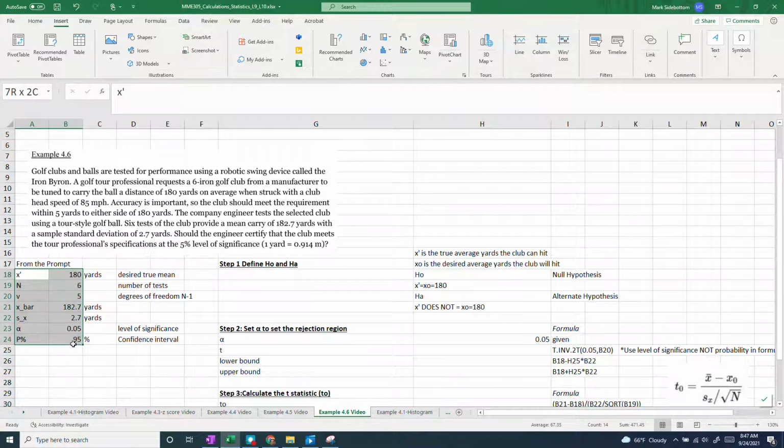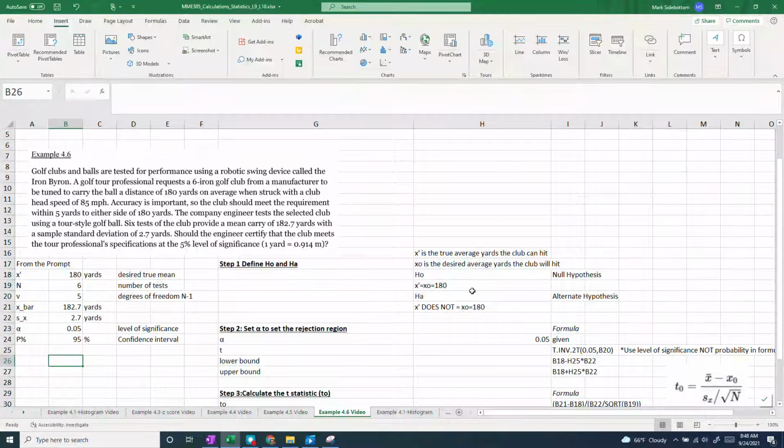In order to do this, we included all the information that we have from the prompt on the left. We're going to do the same steps we did for the continuous sampling that we had earlier, but now we're going to do it for a discrete sample. So instead of using the z-test, we're going to use the t-test. The first thing we're going to do is define our null hypothesis and our alternate hypothesis.